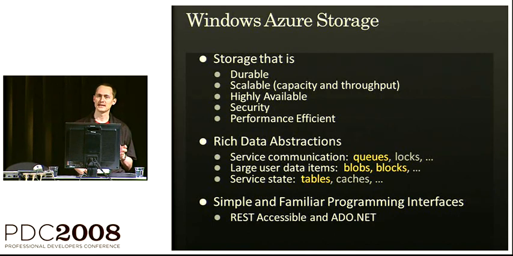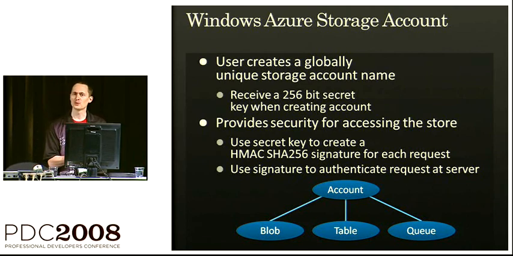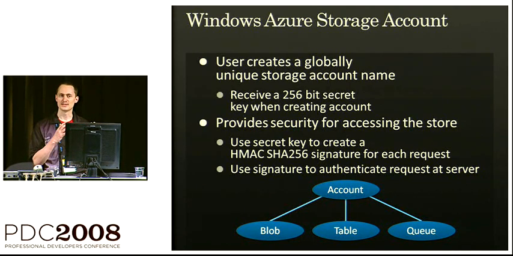Now, before you can access these data abstractions, the first thing you need to do is to create a storage account. So you go to our website, you create a globally unique name, which is the storage account for you, and with that, you receive back a 256-bit secret key. And with that secret key, you can create a signature for each of your requests and use that signature for each request that you create to authenticate that access to the store. So for each request, you use your secret key along with the URL and the HTTP header to create a signature. And you send that along with your storage account and the request to the blob store or table store or queue store to do the authenticated access.